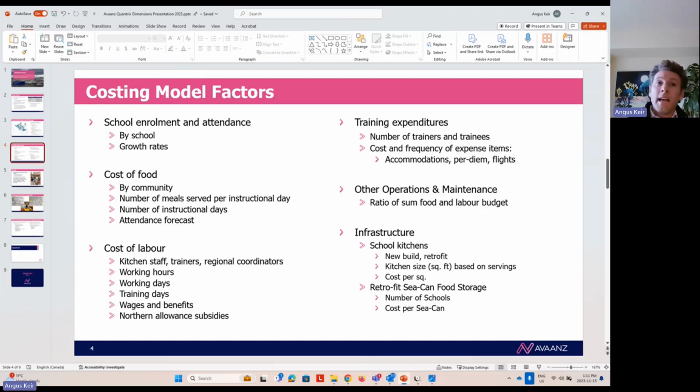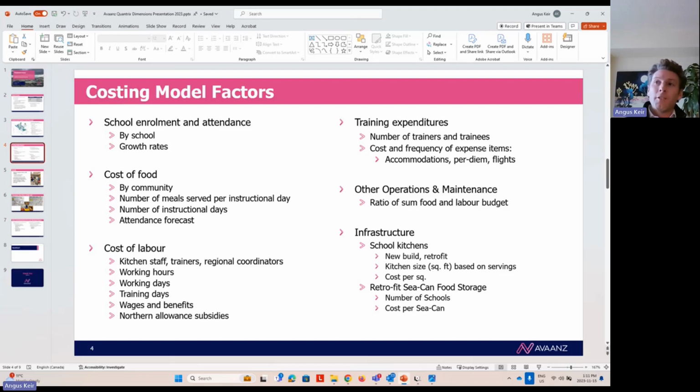Also, in Inuit Nunangat, for each of the communities, there's something called a Northern Allowance, which is a stipend that can range from a couple thousand dollars to over $20,000 to help with attracting workers to such a remote region. They provide this stipend, this Northern Living Allowance, in addition to your wages. So we considered that as well, and it differs region by region.